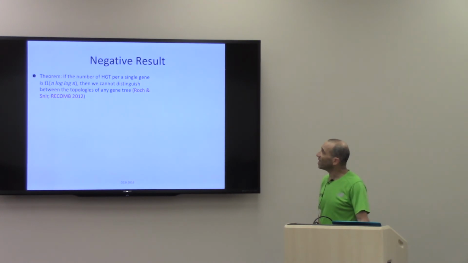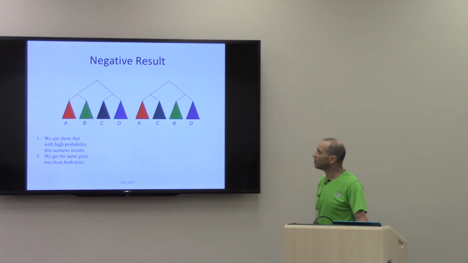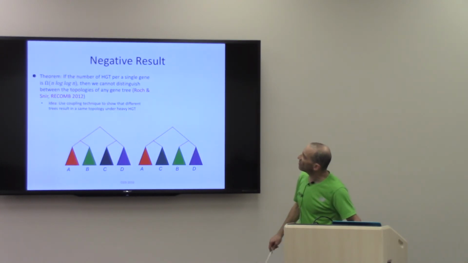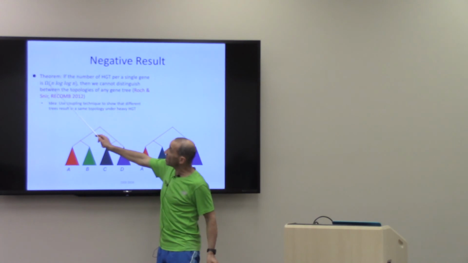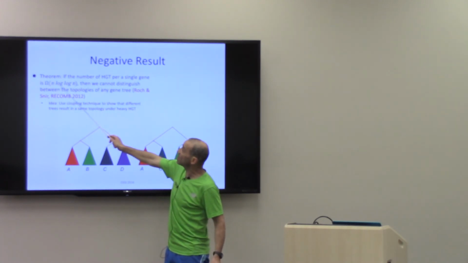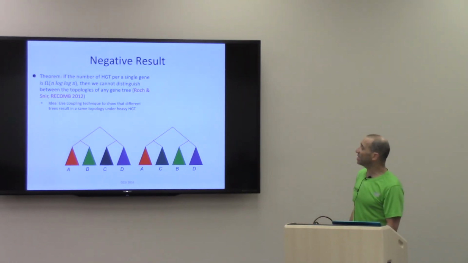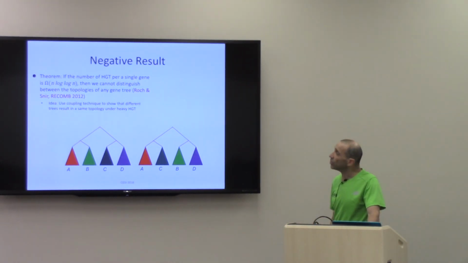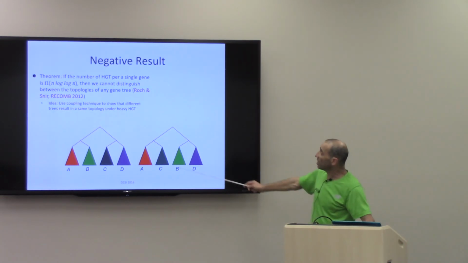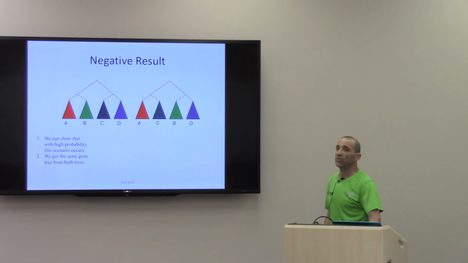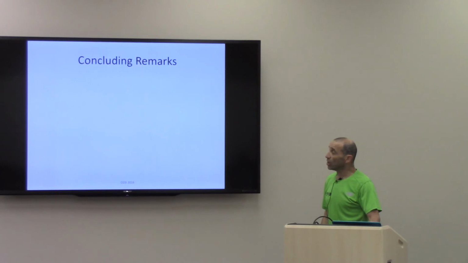Okay, negative results. Let me skip it. But the negative result says that if we have a little bit more than that, n times log n, then we will have some cases that we will not be able to see. We will get the same tree from two different trees, and we will not be able to distinguish. So I want to finish here.